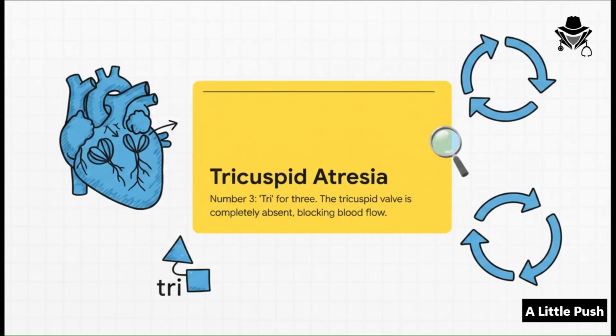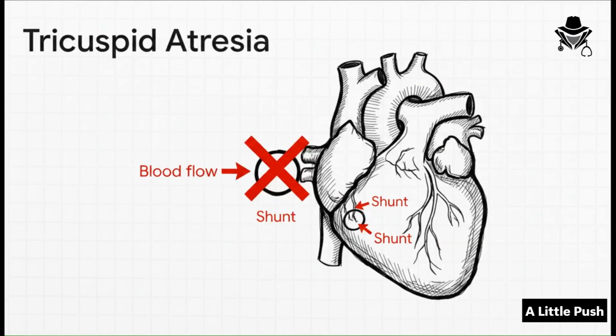All right, next up is number 3. And the clue is right there in the name, try, for 3. This leads us straight to our next T, which is tricuspid atresia. So with this one, the tricuspid valve literally just doesn't form. It's absent. And that means blood has no normal way to get from the right atrium into the right ventricle.